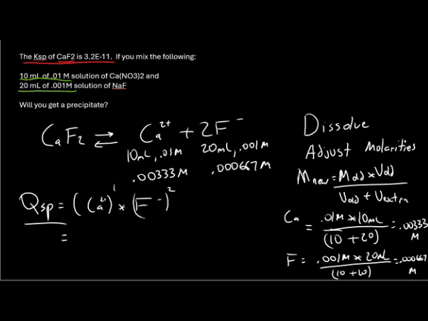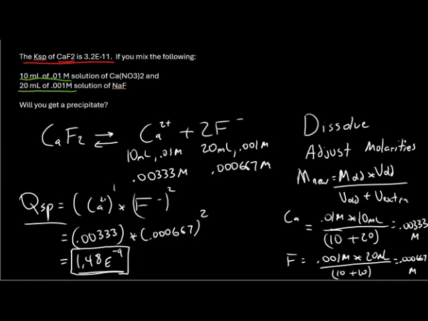We can place the molarities in each corresponding position. For calcium, we have 0.00333, and we multiply times fluoride, which is 0.000667. We'll square it, and then we'll go to a calculator. In the calculator, we'll get 1.48 times 10 to the negative 9th for our Qsp.